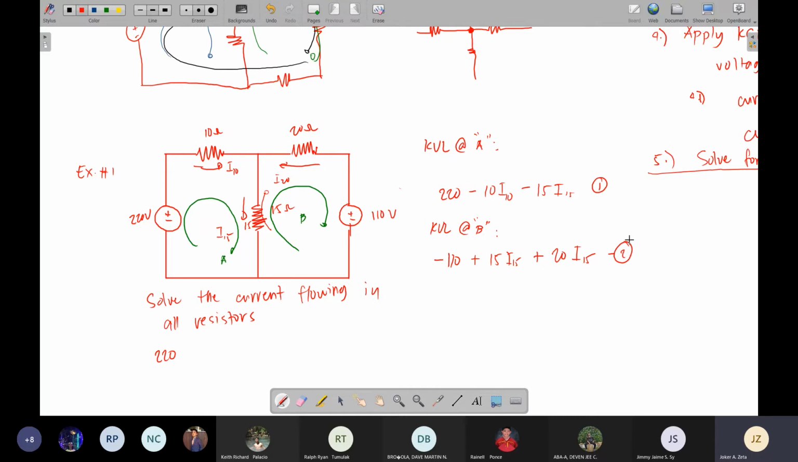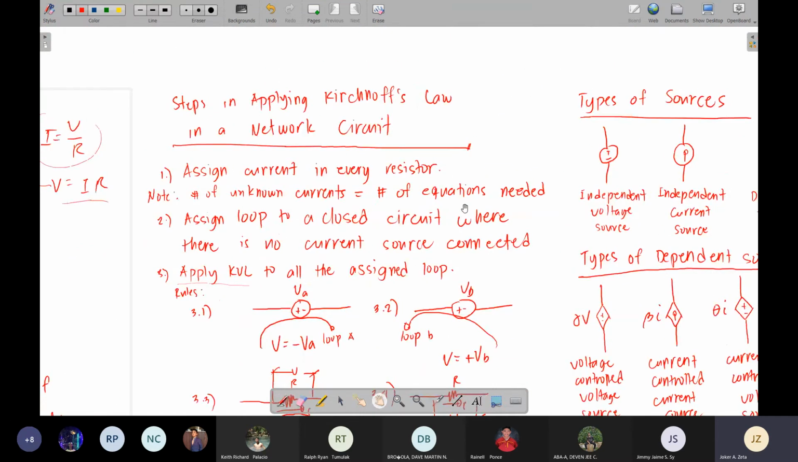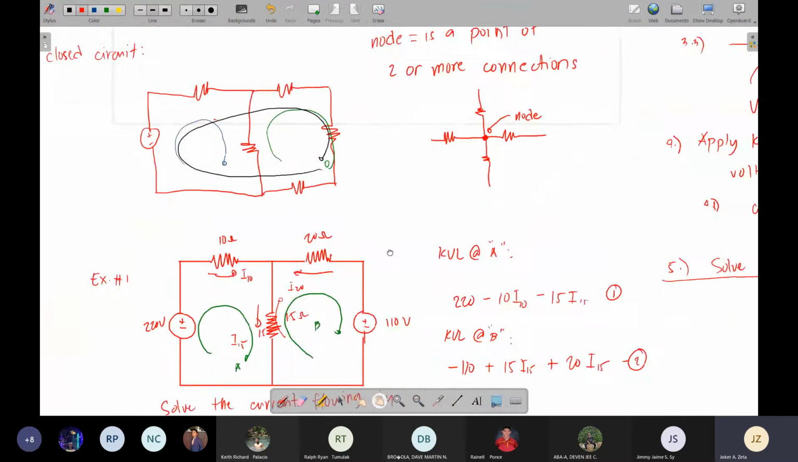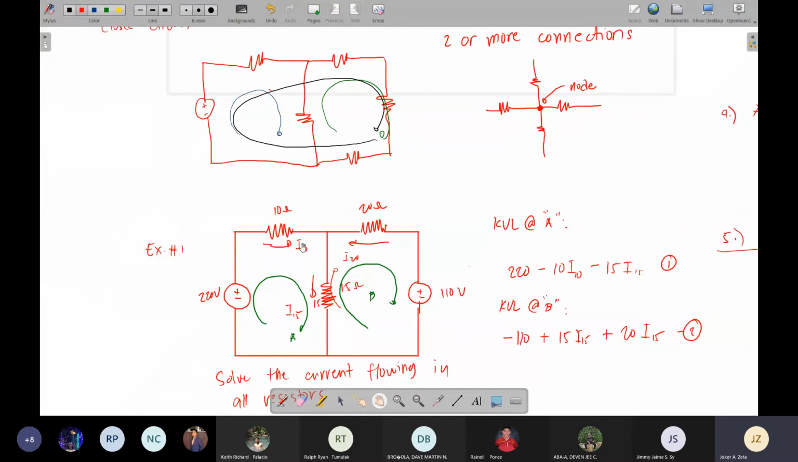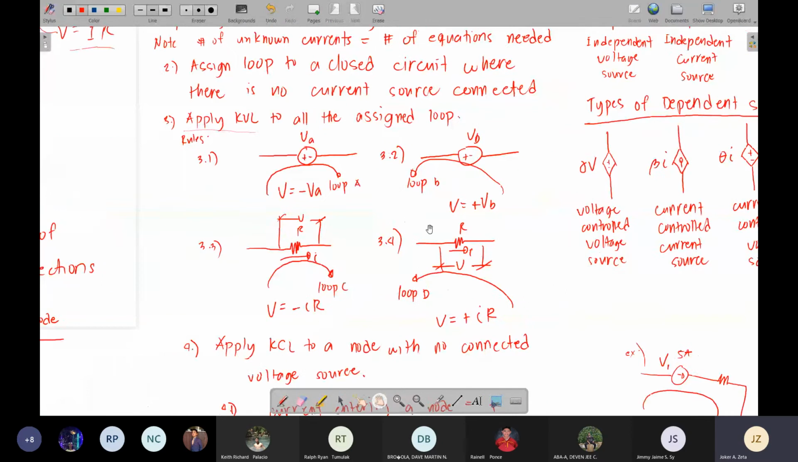Sir, according to the steps, the number of unknown currents equals the number of equations needed. Sir, we have 3 unknowns: I10, I15, and I20. Okay? Where is it, sir? Where are we missing one equation? So again, don't worry. You are still at step 3.